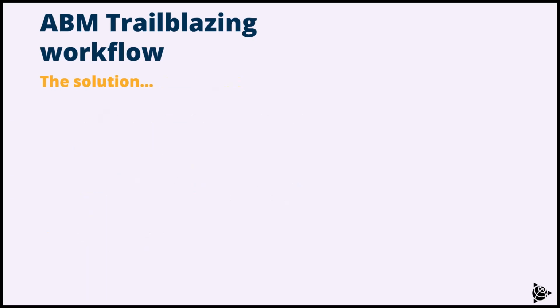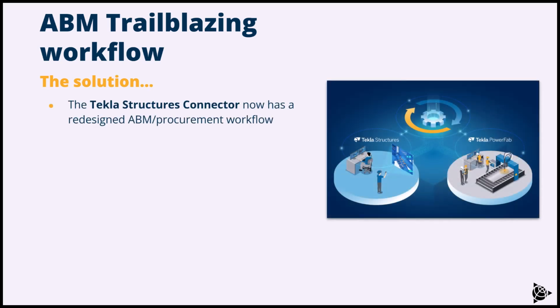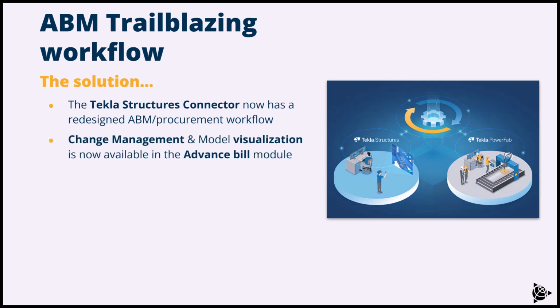Now, how do we help to solve those issues? The ABM Trailblazing Workflow is several steps that will make your life easier at that stage. It all begins with the Tekla Structures connector, which now comes with a fully redesigned workflow between Tekla Structures and Tekla PowerFab exclusively, with tools on both sides that will help detailers and fabricators make their life easier, not just with easier communication, but with steps and red lights and green lights to help you identify when something needs attention in the process, as you will see in a moment.